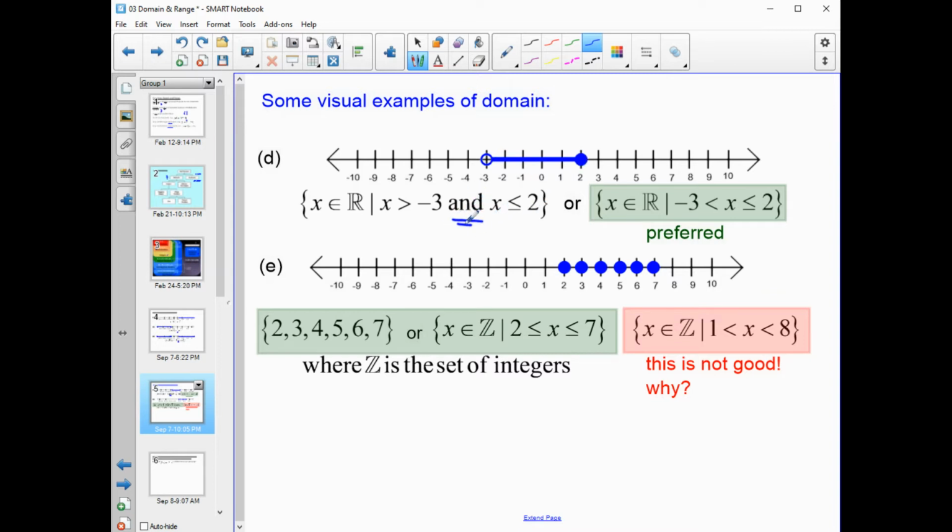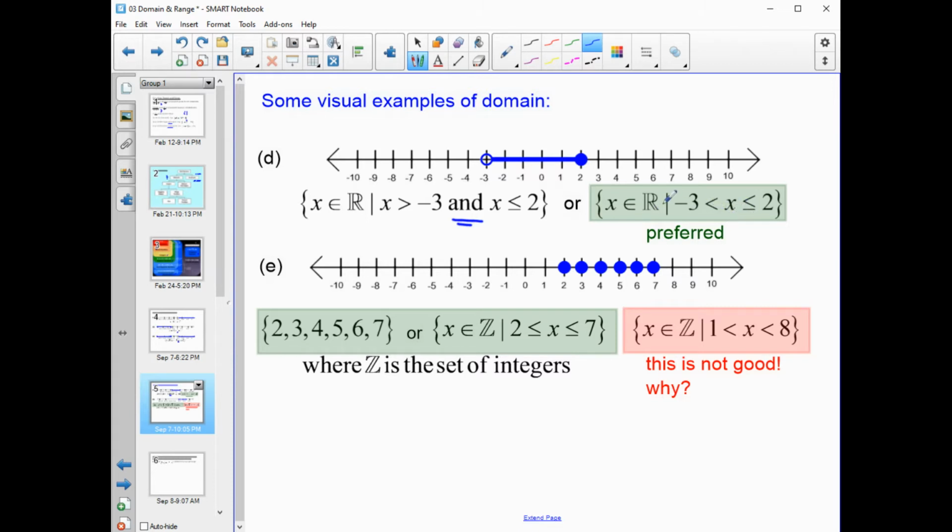To avoid having to worry about appropriate use of and versus or, when we are between two values, there's a preferred notation here. And I'd much rather you get comfortable with this. When I give you information, and quite often when the textbook gives you information, it's going to appear in this form. And it actually makes a lot of sense.